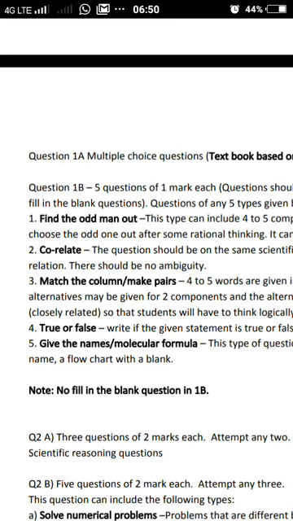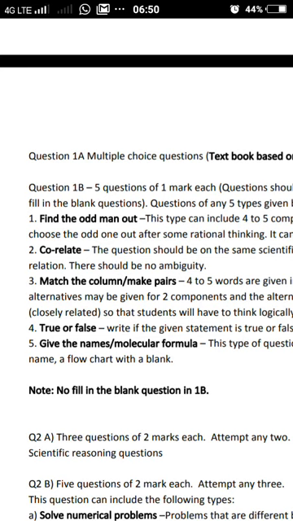The next type is true or false. That means one question will be of true or false. And the fifth question will be of give the names or molecular formula. Molecular formula, obviously, will be in science 1. Give the names or give the examples can be asked for science 2.